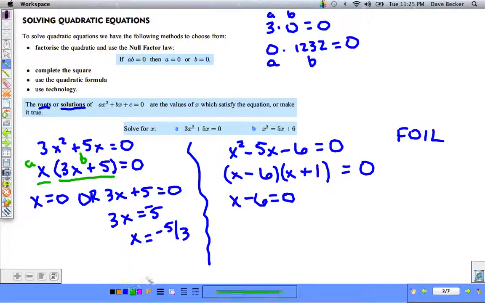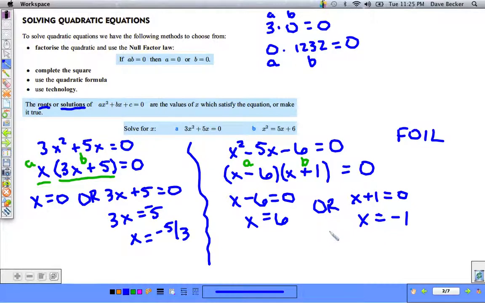Again, just real quick, this is my A term, x minus 6, and this is my B term. And again, I have A times B equal to 0. So if either one of them is equal to 0, then we are in business. Here x equals 6, or x plus 1 equals 0, which means x is equal to -1. And I told you we could solve these by graphing. Okay? And I'm going to show you that real quick.